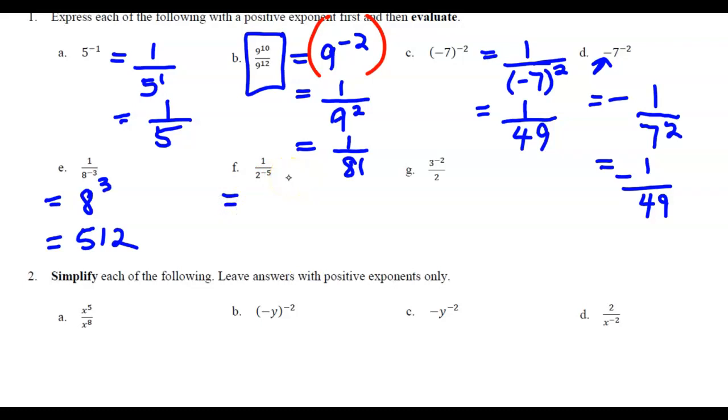Okay, so 1 over 2 to the negative 5 will just be 2 to the positive 5.